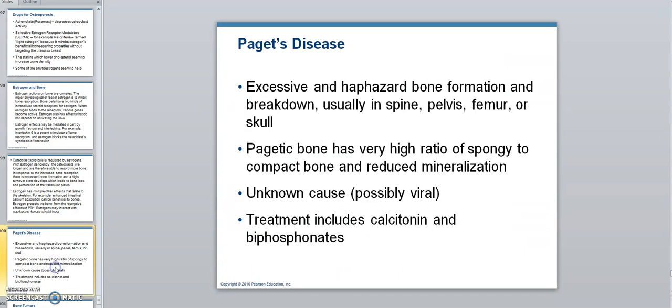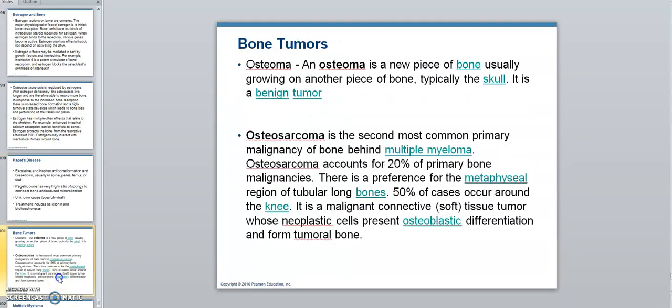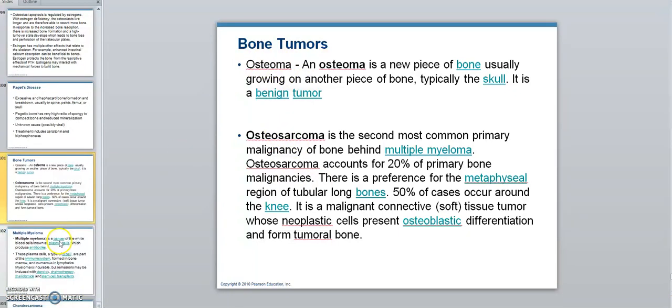Then we have what we call Paget's disease. It's a haphazard form of bone. What you do is take bone away and put it back, but it's very haphazard. It's not timed right. Pagetic bone has a very high ratio of spongy to compact bone and reduced mineralization. So you're putting it back wrong, shall we say. Bone tumors: osteoma is a benign bone tumor, and osteosarcoma is a malignant bone tumor. That's about all I'm going to say. Osteoma benign, osteosarcoma malignant.